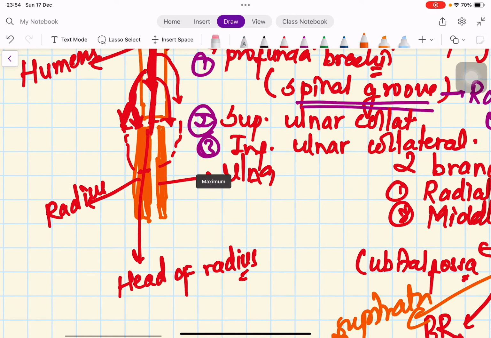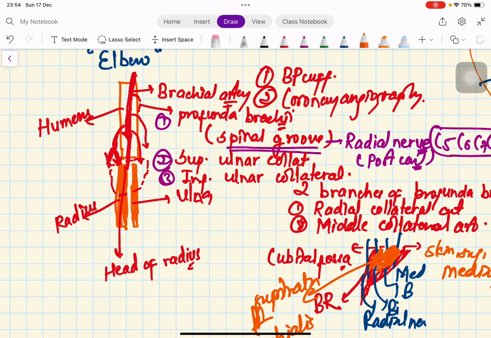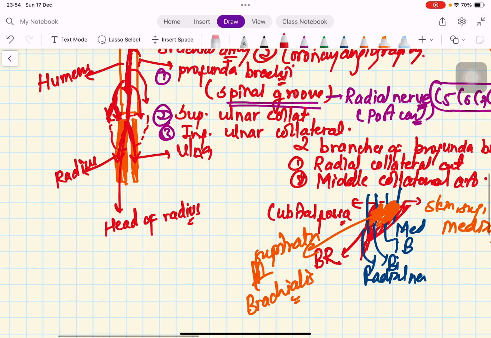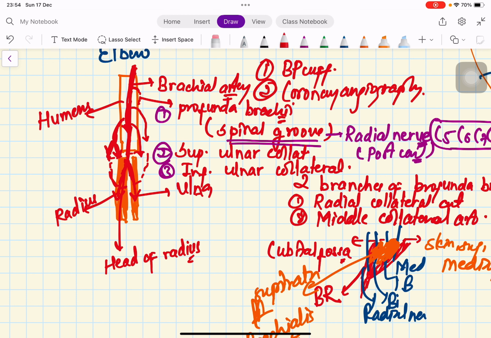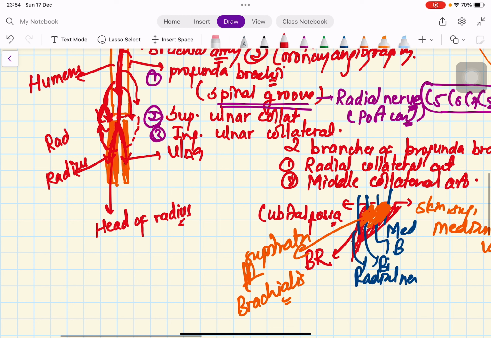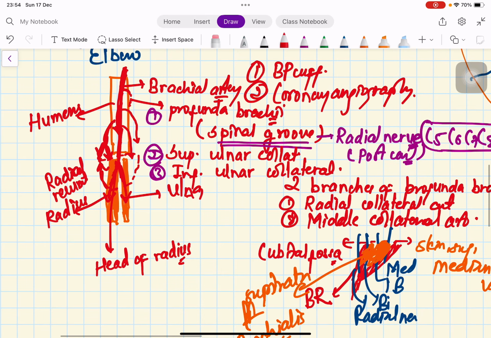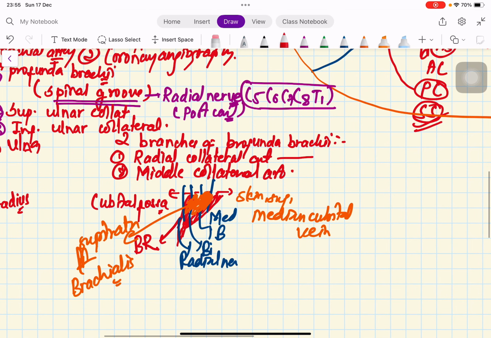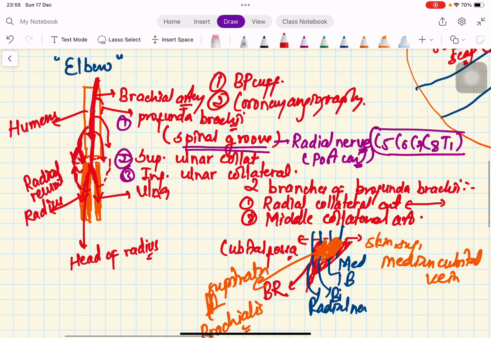Where was I? Here, at the bifurcation. At the head of the radius it bifurcates into two parts: one is the ulnar artery, and the other is the radial artery. This radial artery gives one branch, the radial recurrent, and this radial recurrent will anastomose with the radial collateral. Done.